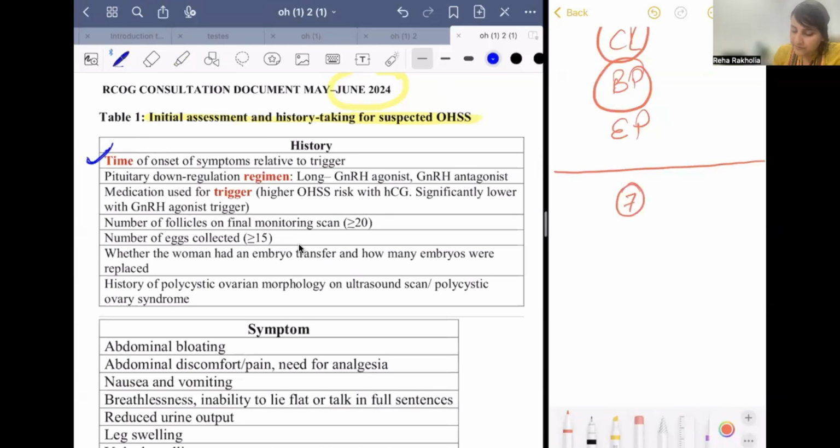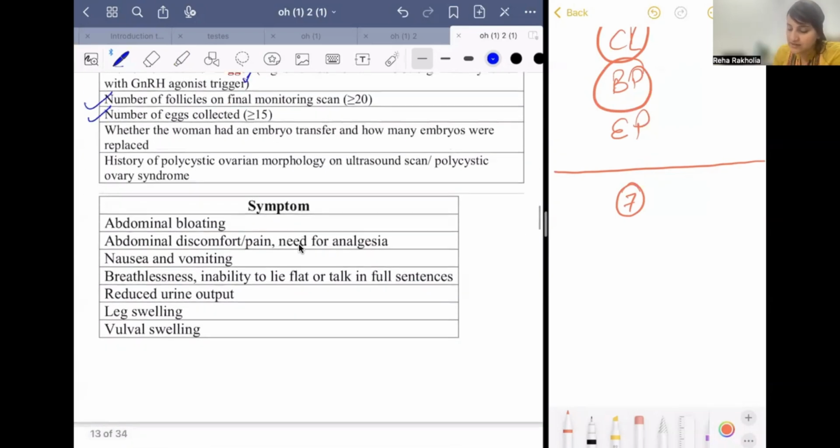Then pituitary downregulation. We'll ask if the GnRH agonist protocol or the GnRH antagonist protocol was used. We'll ask about the trigger also, whether an hCG trigger or a GnRH agonist trigger was used, because OHSS is significantly lower with a GnRH agonist trigger. We'll ask about the follicles on the final monitoring scan, the number of eggs collected, whether the woman had embryo transfer and how many embryos were replaced.